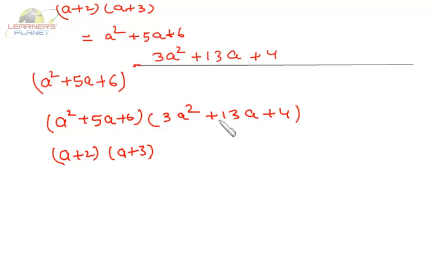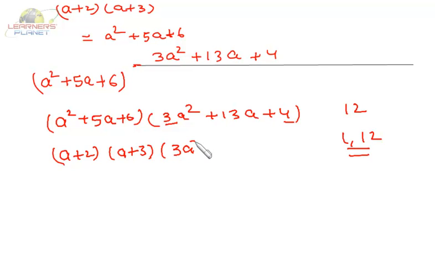Now we have to see whether this quadratic polynomial can further be factorized into two linear polynomials or not. So let's see. We have to factorize this, and we have to see that the product of two numbers must be 4 into 3, that is 12, and their sum must be 13. So we can have two numbers as 1 and 12. Their product is 12 and sum is 13.